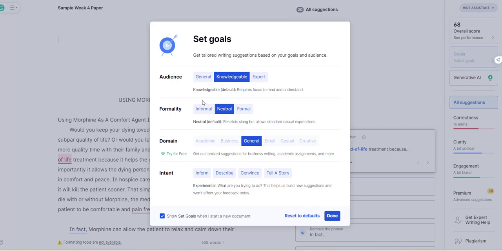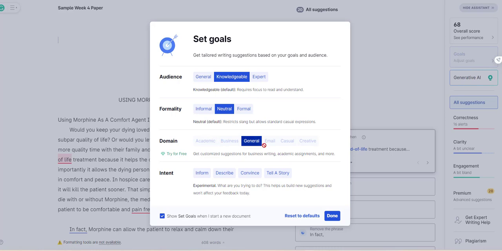Formality, this is why general, and notice how general and informal are listed together. This is because if you're writing to your family, general audience, then it becomes informal. Then as you write for neutral, knowledgeable, that is your peers, then the formality becomes neutral. And then if you're writing to your teacher, your boss, then it becomes expert and formal. That's why these all align together, in case you're wondering.